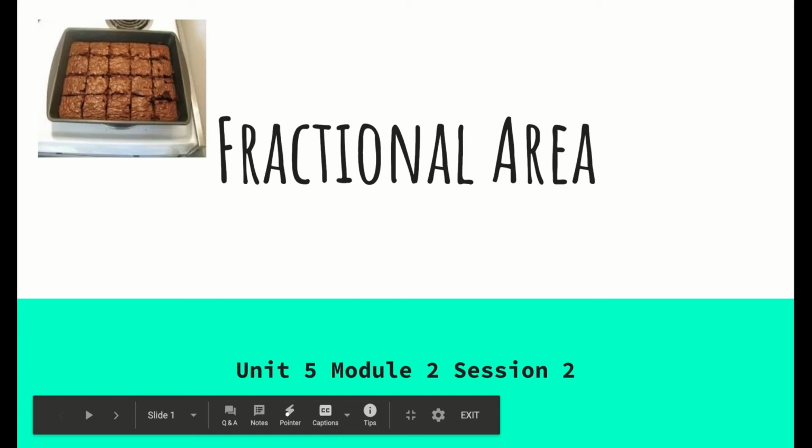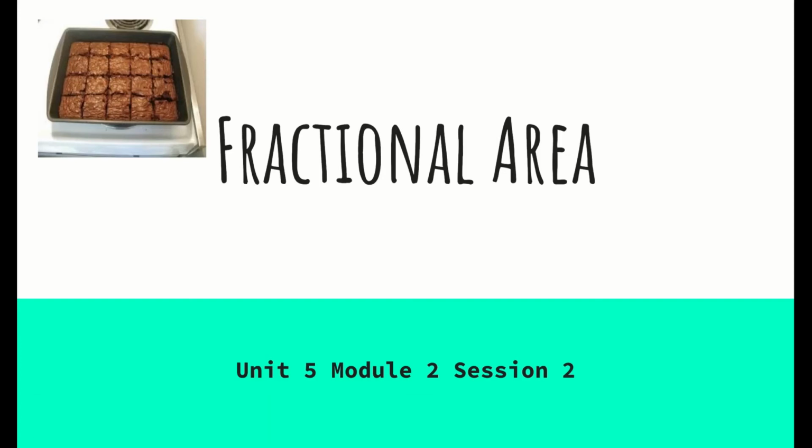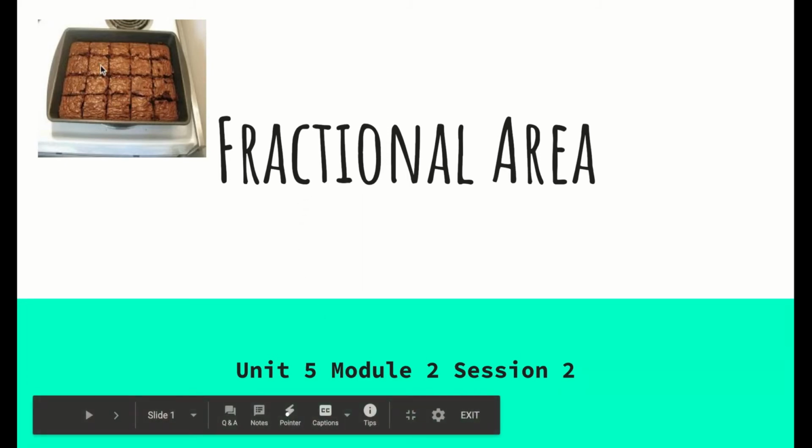Hi, mathematicians. This is part 2. Now we're going to find the fractional area. Instead of perimeter, we're going to focus on area of the squares that we've been working with already. So you might think of fractional area like this pan of brownies up here.